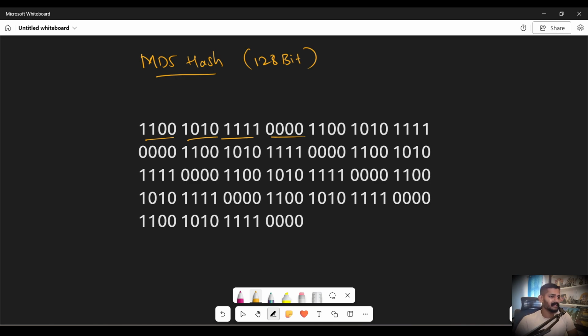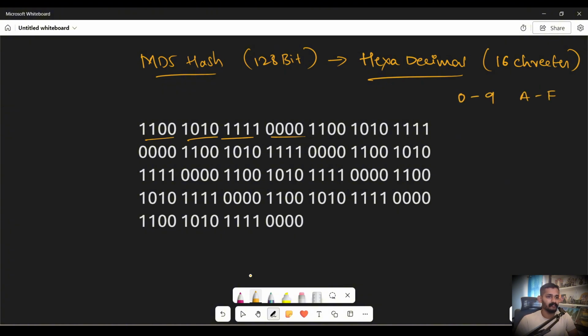Now let's discuss how this MD5 hashing works. It will use the hexadecimal representation. Hexadecimal is nothing but 16 characters that it has to choose from. What are those 16 characters? They are 0 to 9 and A to F. That's it. Remember, hexadecimal will not go beyond F.